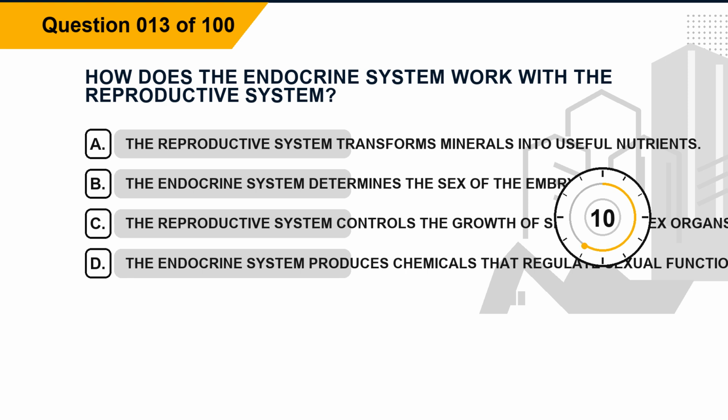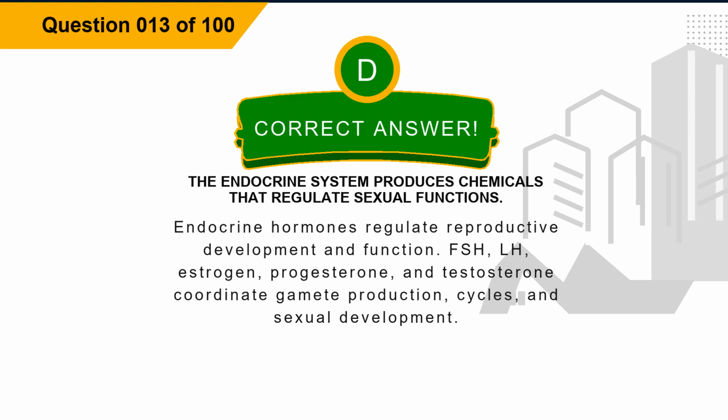Option C, the reproductive system controls the growth of secondary sex organs. Option D, the endocrine system produces chemicals that regulate sexual functions. The correct answer is option D, the endocrine system produces chemicals that regulate sexual functions. Explanation: endocrine hormones regulate reproductive development and function. FSH, LH, estrogen, progesterone, and testosterone coordinate gamete production, cycles, and sexual development.